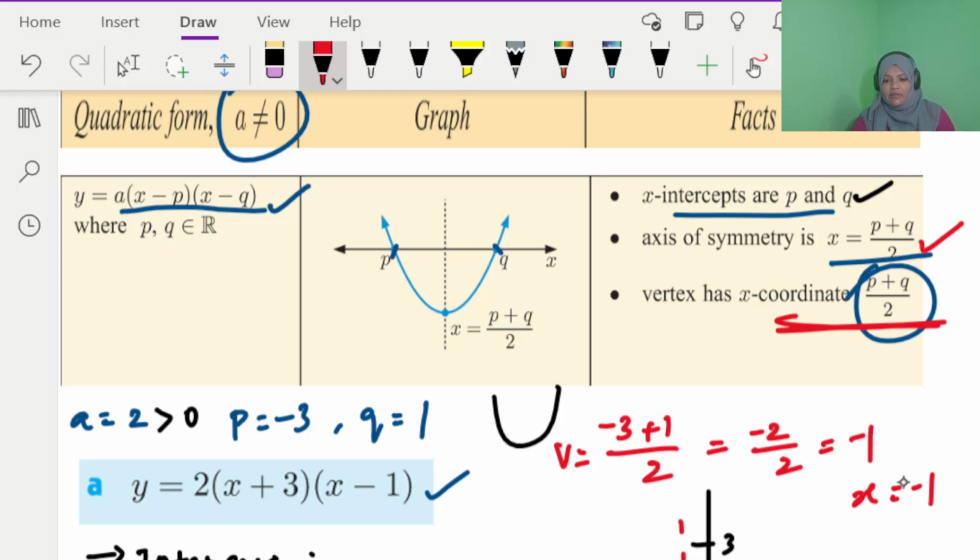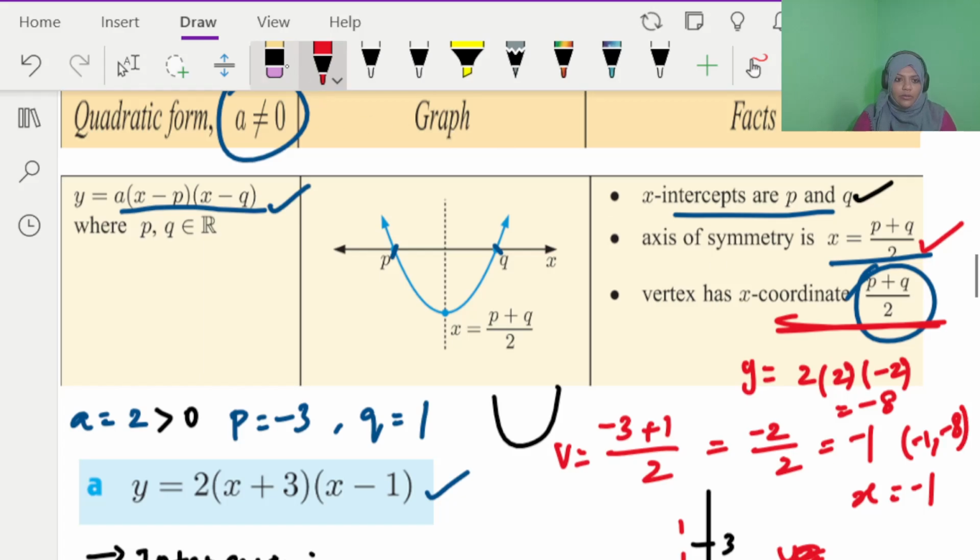But what about the vertex? So the x value we got. Simple. Substitute in the equation and find the value of y. So y will be what? Y will be 2 times, x is negative 1, right? So negative 1 plus 3 will be 2 and negative 1 minus 1 will be negative 2. So what is the value of y you get? You get it to be negative 8. So the vertex point is negative 1 comma negative 8. Hope that is clear.